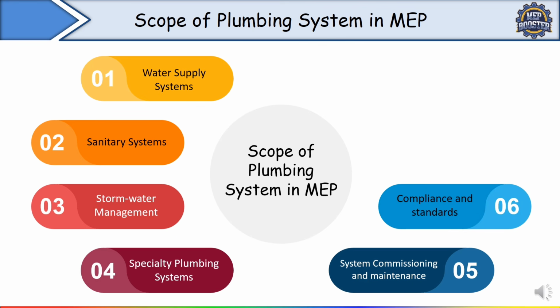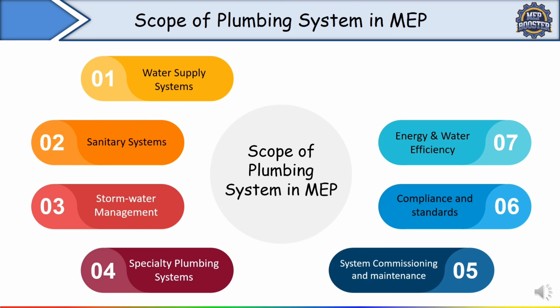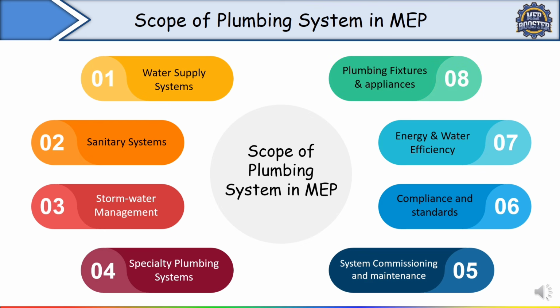Then the next scope is compliance and standards. So remember here, adherence to local, national and international plumbing codes and standards to ensure safety, health and environmental compliance is important here. Next is energy and water efficiency. Then we have to discuss the plumbing.